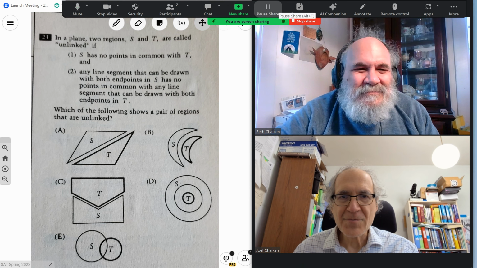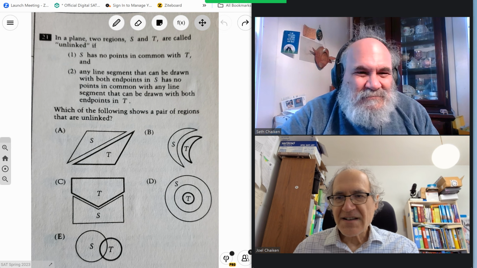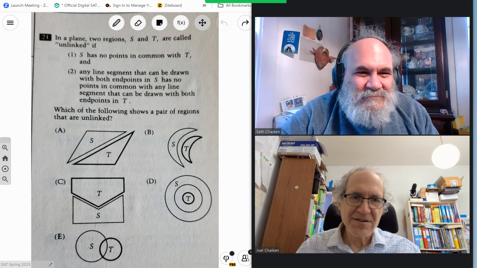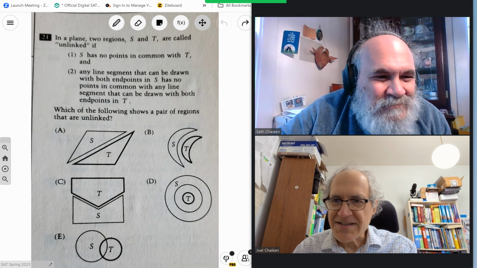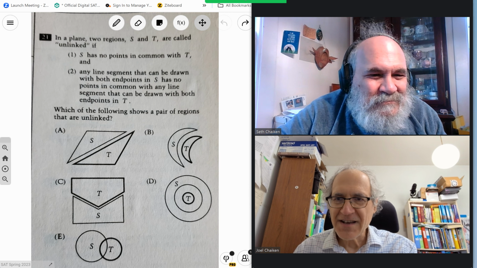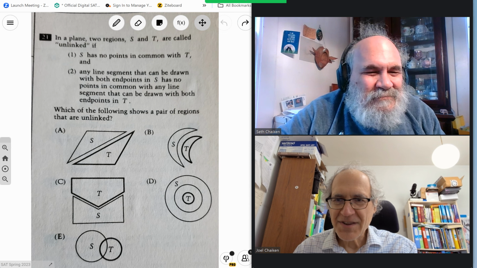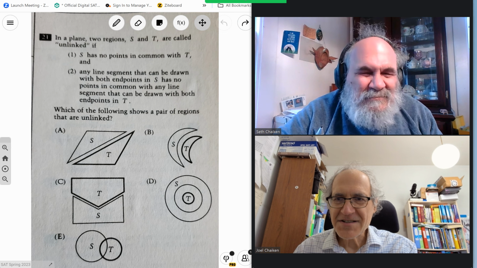This question comes from an SAT review book from over 20 years ago. So this question does not even look anything visually like anything you'd be asked on the post-2016 SAT. So let's try it. In a plane, two regions, S and T, are called unlinked if S has no points in common with T, and any line segment that can be drawn with both endpoints in S has no points in common with any line segment that could be drawn with both endpoints in T.